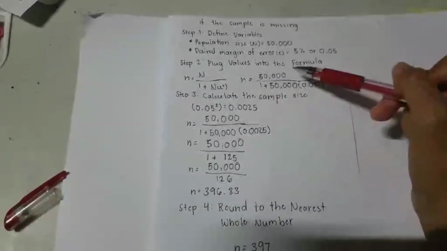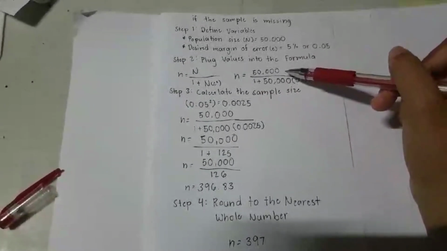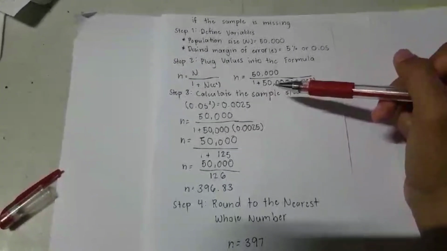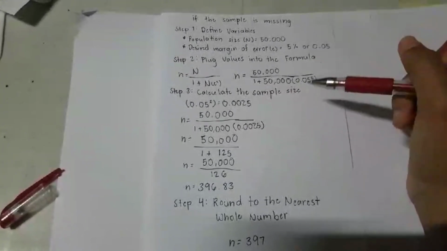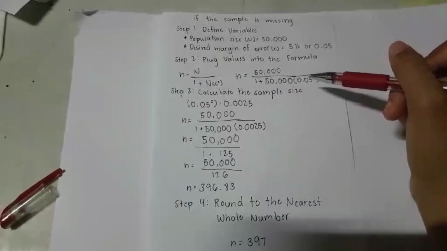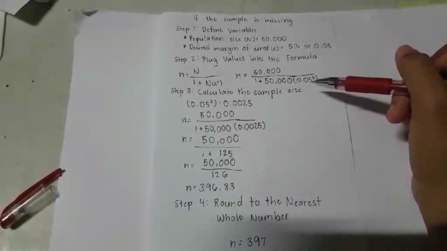N equals 50,000 residents over 1 added by 50,000 residents multiplied by 0.05 squared.